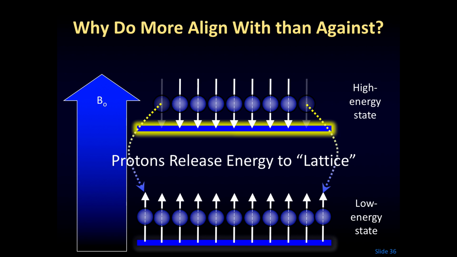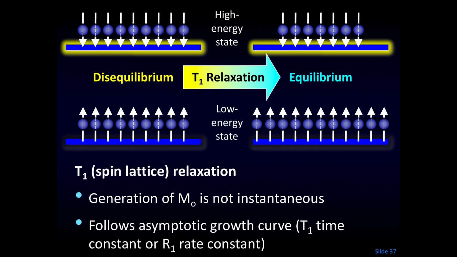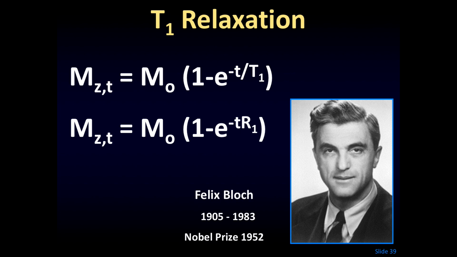Now, this process of lining up with the magnetic field is called lattice relaxation. The protons, when they go from the high energy state to the low energy state, they release energy into the surrounding structure, which is called the lattice. So this is called lattice relaxation, and it's also known as T1 relaxation. So T1 relaxation, or spin lattice relaxation, is the release of energy from high energy protons as they transition to low energy protons from disequilibrium to equilibrium. So that's called T1 relaxation. Now that does not happen instantaneously. That follows a relaxation curve, which is an exponential.